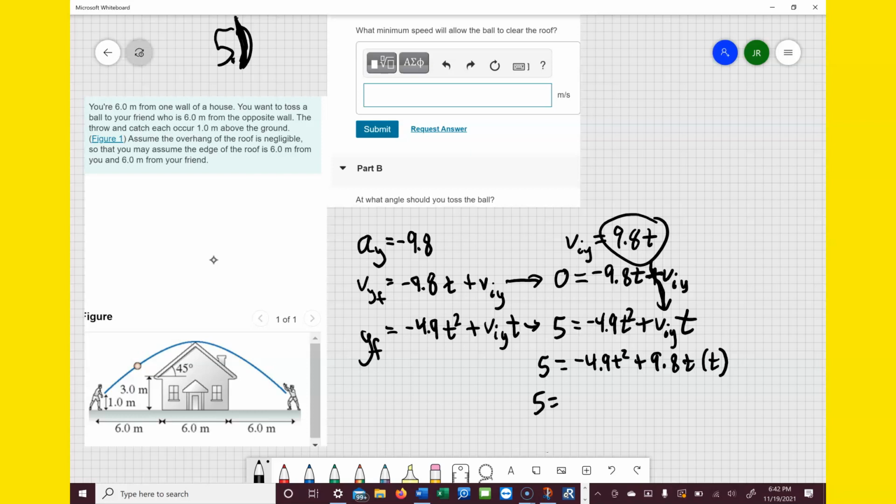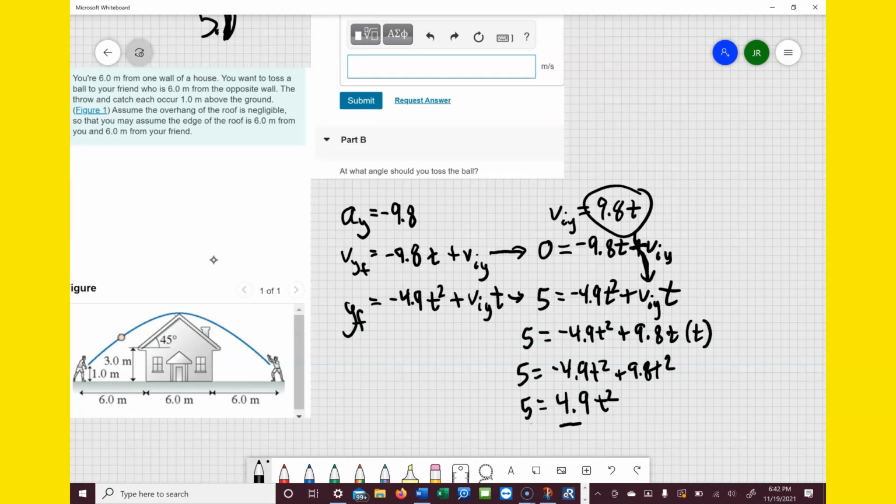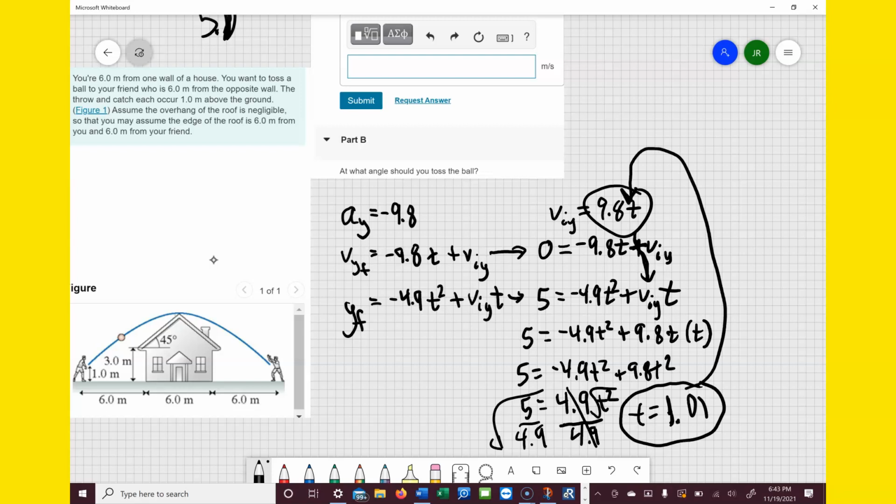Alright. That's negative 4.9 t squared plus 9.8 t squared. So that gives me 5 equals positive 4.9 t squared when I add my like terms. Divide by 4.9. Okay, and take the square root. And I get t to be 1.01. Okay. Then I plug that into the t back here to get the VIY. So VIY is equal to 9.8 times 1.01, and that turns out to be 9.9. Okay, so that's my initial vertical component of velocity, 9.9 meters per second.